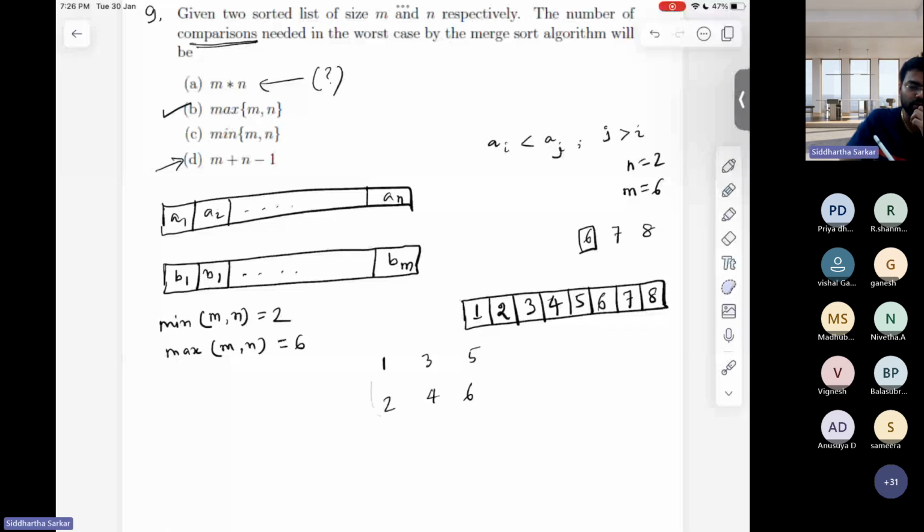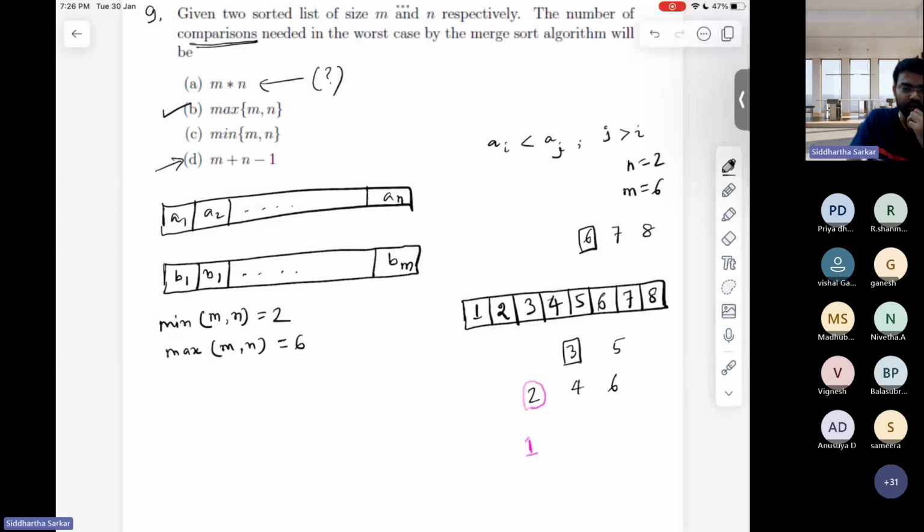This is example, 2 arrays. So 1 compared to 2, in the output we have 1. This is one comparison, remember. To get 1 in the output, we have made one comparison. We had to do one comparison to realize that 1 is in the output. We remove this. Second comparison is between 3 and 2.